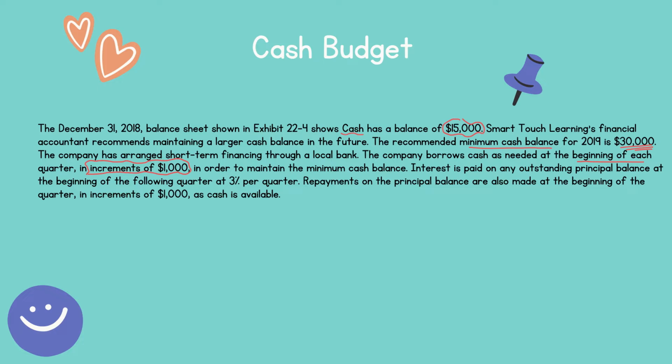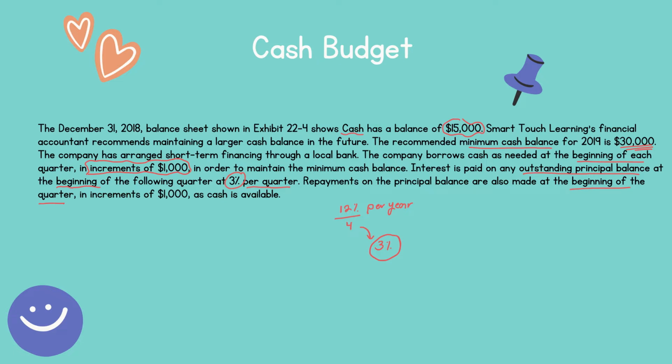In order to maintain the minimum cash balance, interest is paid on any outstanding principal balance, okay, at the beginning of each quarter, okay, at 3% per quarter. So it's here, it's already calculated per quarter. So it was 12% annually per year, okay, and he divided this one by 4 quarters to get the 3% per quarter.